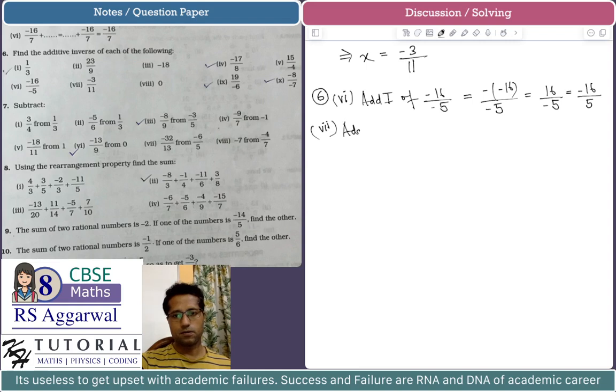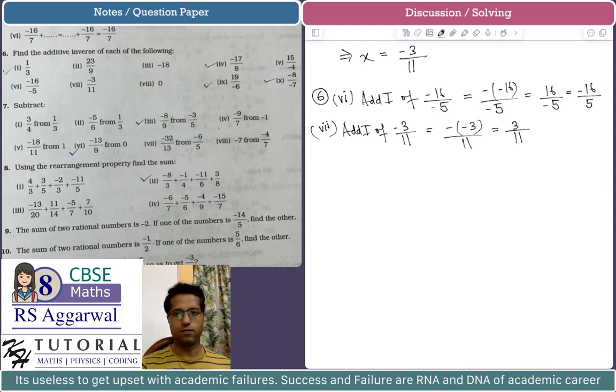Additive inverse of minus 3 by 11. This is equal to, we will just take the negative of the numerator. Now minus of minus 3 is 3. So 3 by 11 is the additive inverse of minus 3 by 11. What else can we do?